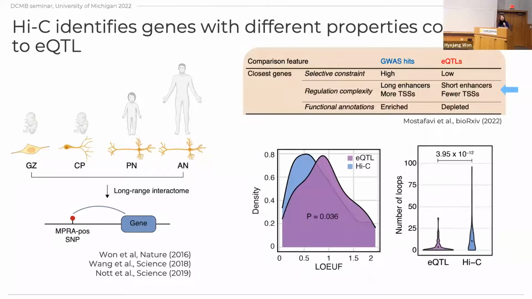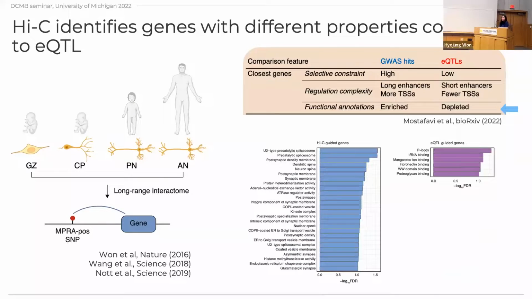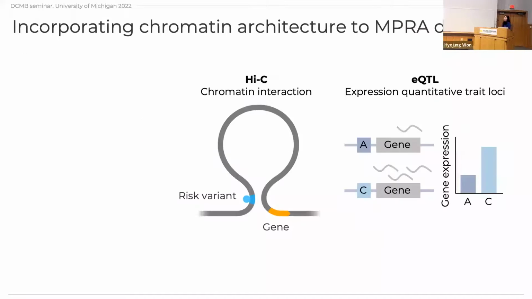And secondly, we wanted to see how many loops were anchored to eQTL-guided genes versus Hi-C-guided genes. And again, we found that Hi-C-guided genes had a higher number of loops compared to eQTL-guided genes. And finally, when we compared the gene ontology between Hi-C-guided genes and eQTL-guided genes, I know that the font is very small, but I think you will be able to see that there were way more gene ontologies involved with Hi-C-based mapping compared to the eQTL-based mapping. So this really suggests that when it comes to identifying variant-to-gene relationships from MPRA-positive variants, we can potentially utilize Hi-C datasets rather than the eQTL datasets.